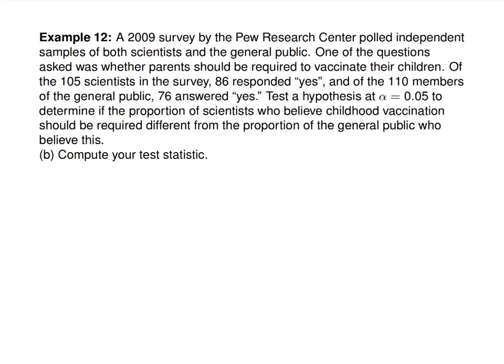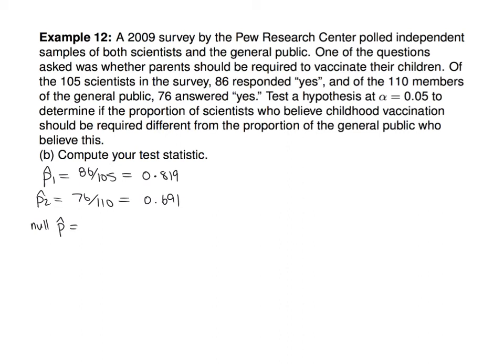Okay. Compute your test statistic. Well, this has a lot of components. First, we have to find the sample proportions. So P1 hat, that's 86 out of 105, which works out to be 0.819. P2 hat is 76 out of 110, which comes out to be 0.691. Then you have to find your null P hat value. So that's if you were to have your true proportion, what would it be? It kind of does an average of those two.